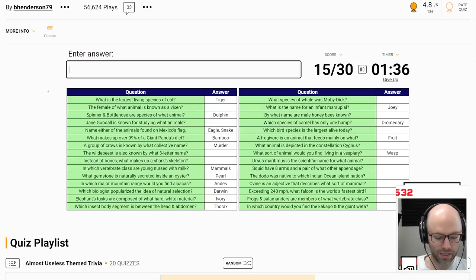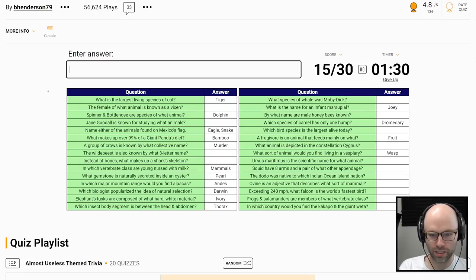What animal is depicted in the constellation Cygnus? I'm going to say crocodile. Okay. Ursus maritimus is the name of a polar bear. Squids have 8 arms and a pair of eyes. And a pair of legs. Squids have 8 arms and a pair of... am I dying? The dodo was native to Indian Ocean Island Nation. Madagascar. I pass.